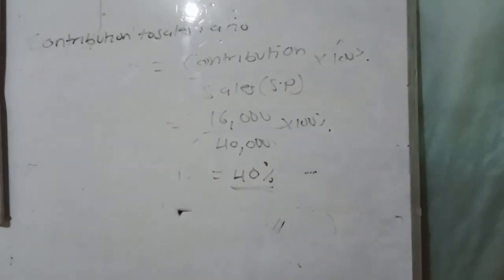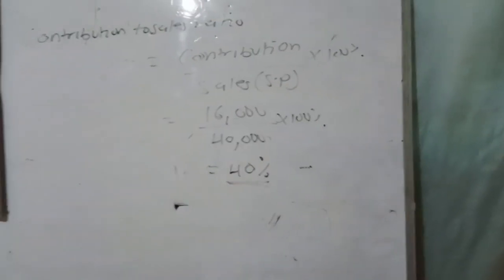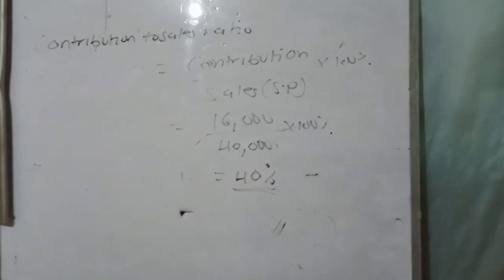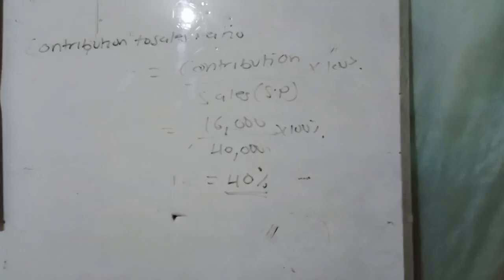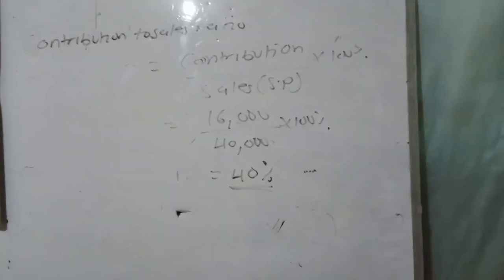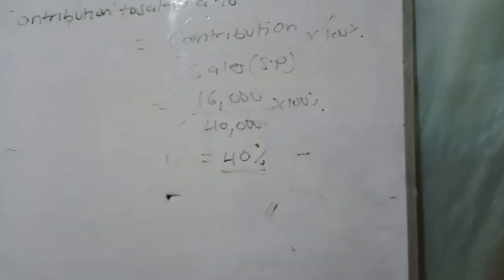I already calculated my contribution, which is 16,000. So I'll bring the 16,000 divided by the selling price, which is 40,000. That's the sales for one unit. So I'll get 16,000 divided by 40,000 times 100%, giving me 40%. Meaning this product, out of the sales we make, contributes 40%. So let's continue.